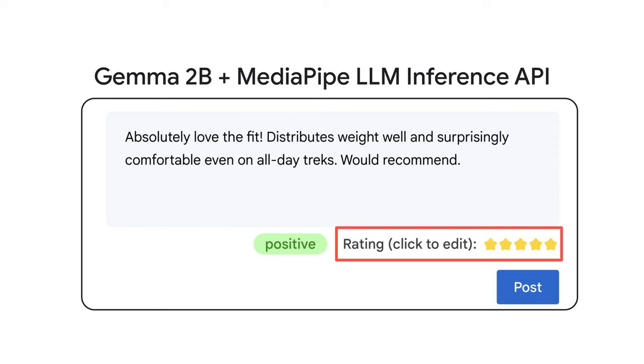For star ratings, I'm using Gemma 2B. It's the smallest version of Google's open-weight model, Gemma, and I'm running it with MediaPipe's experimental LLM Inference API. This API opens the door to running massive language models fully on device, across platforms, and with state-of-the-art latency. And that's a big deal because LLMs have memory and compute demands which are over 100 times larger than classic on-device models.